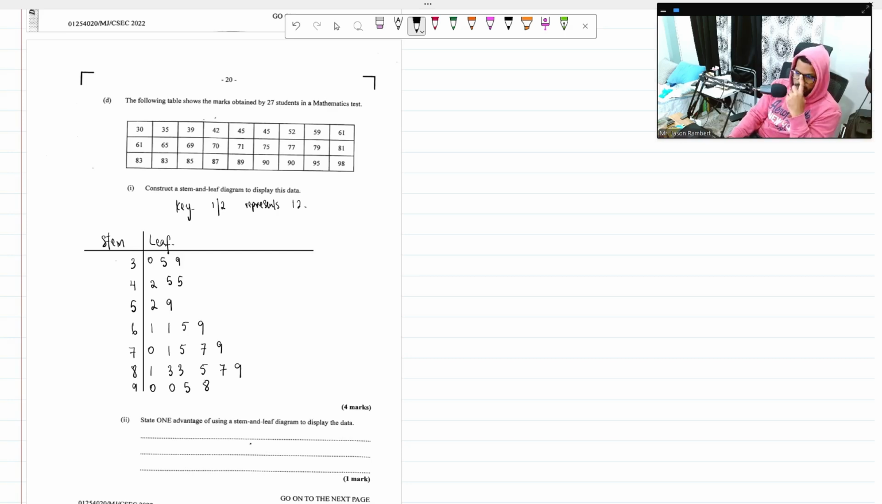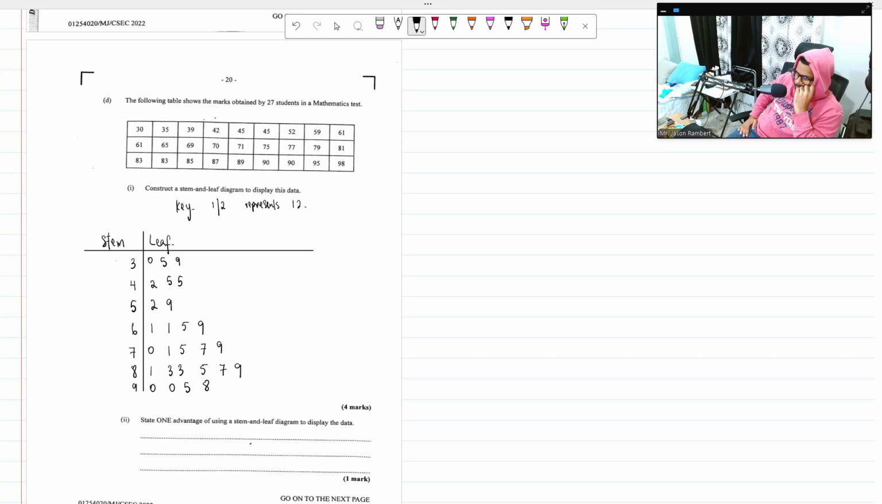State one advantage of using a stem and leaf diagram to display the data. So one advantage is the data is arranged in such a way that it's easy to see. We don't have a big set of data to put in our stem and leaf diagram. With stem and leaf, you could see the shape of the distribution, whether it's positively skewed or negatively skewed.